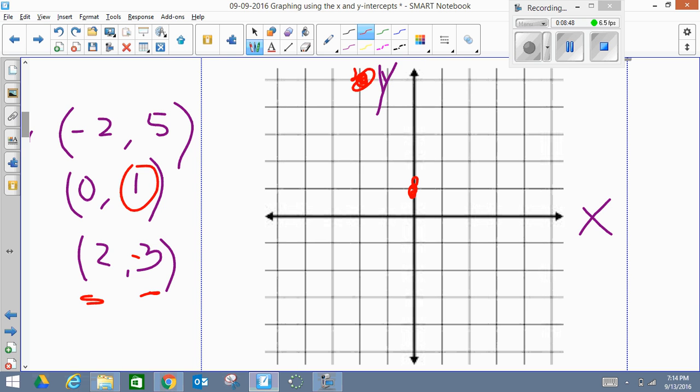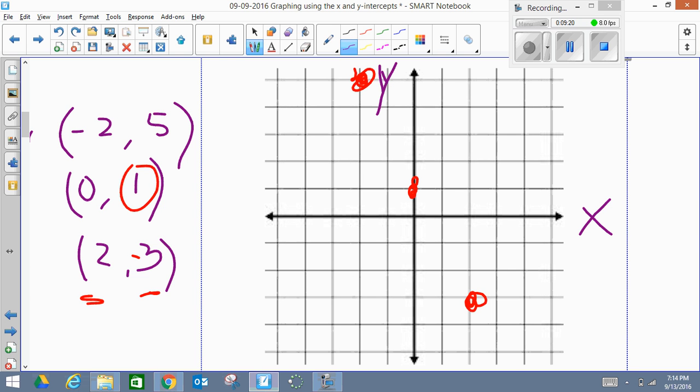Great. So let's go back. First value is negative 2, 5. I'm going to go with the mouse. Negative 1, negative 2, 1, 2, 3, 4, 5, up there. Second value is 0, 1, 0 in x, 1 in y. The third value is 2, negative 3: 1, 2 to the right, negative 3, 1, 2, 3 down. And right there is your third point. If you notice, we kind of get a straight line. That's how I found out that I had a mistake. So let me draw a line.